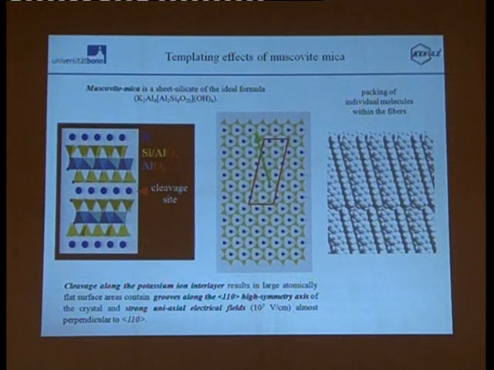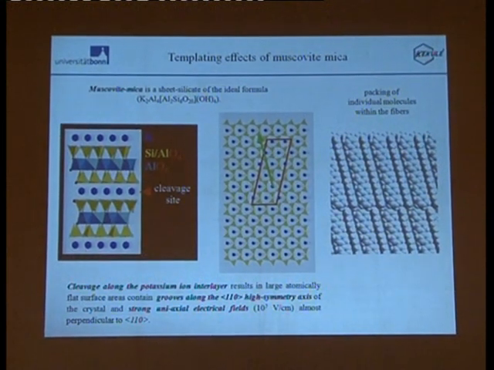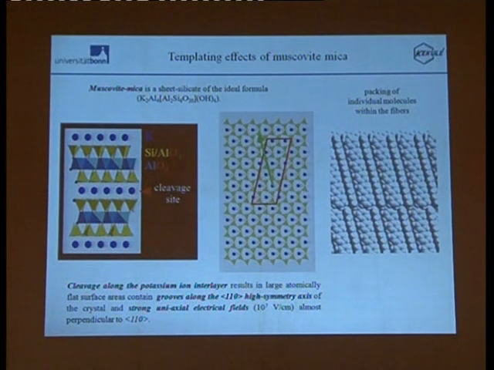Okay, I've told you that the Muscovite mica is a kind of template. Why is it a kind of template? If you cleave this sheet silicate at this position here where the potassium counterions are, you end up with a single crystal that has a fairly flat, very bright surface area with some grooves along it, along one of the high symmetry axes.